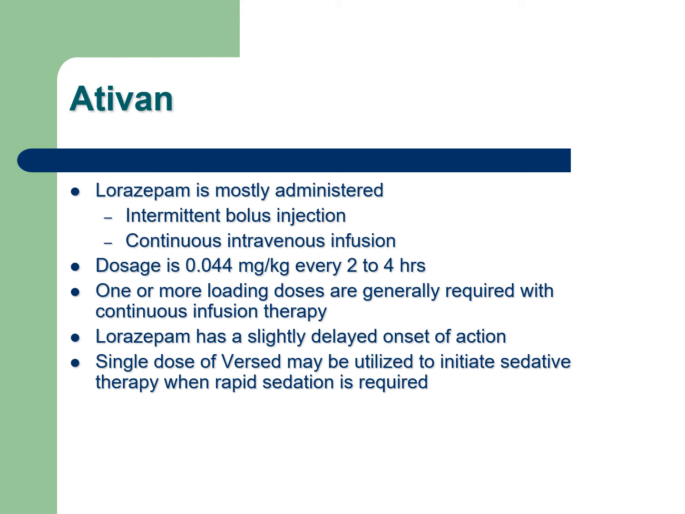Ativan is mostly administered through intermittent bolus injections, but really everyone uses it as a continuous infusion. The dosage is typically 0.044 milligrams per kilogram, given every 2 to 4 hours. You may need to use a loading dose with this because the onset of action of Ativan is a little bit longer than Versed. Sometimes you might want to give a bolus of Versed before you do the Ativan because you'll have a better effect that way.